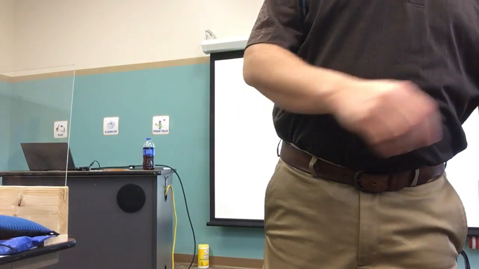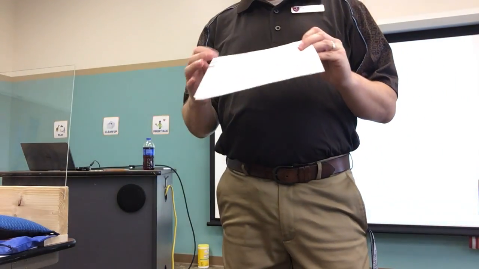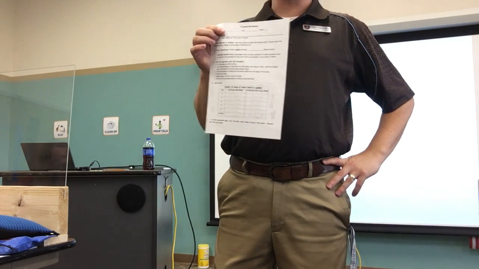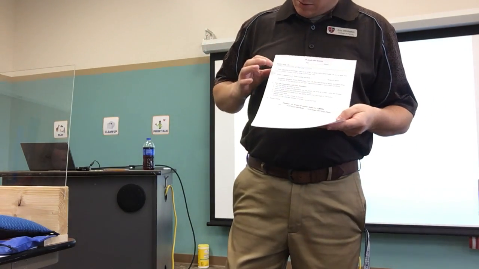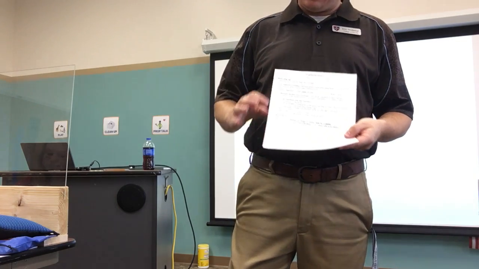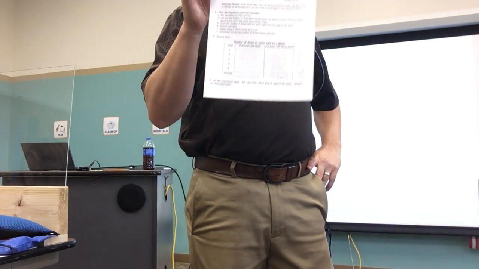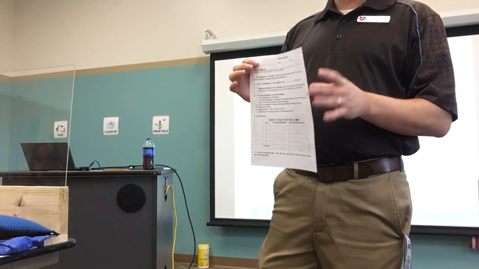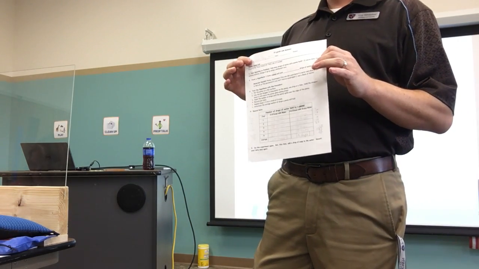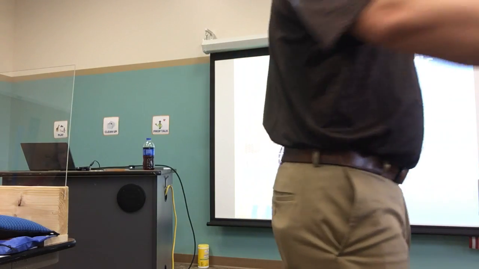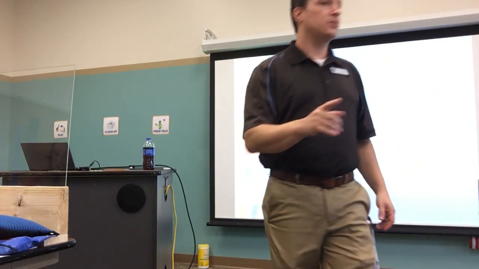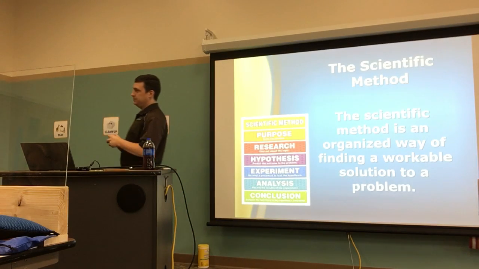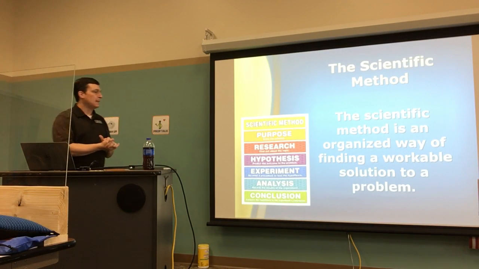In fact, if you look at your lab sheet here from last week, you had 5 steps. 5 steps that you followed to figure out a problem. So you've actually already done the scientific method. So what we're going to do is review how you used the scientific method, but also figure out how to do these steps well. All right.